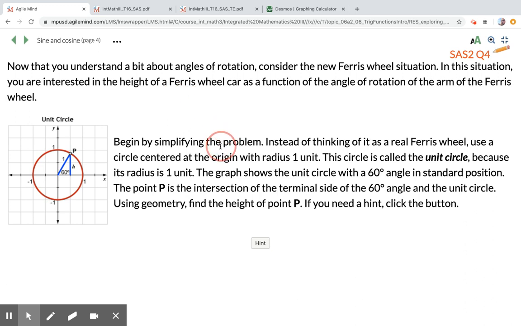Okay, maybe a lot further, but a little bit further. Come on, you got this. We're going over to question number 4.